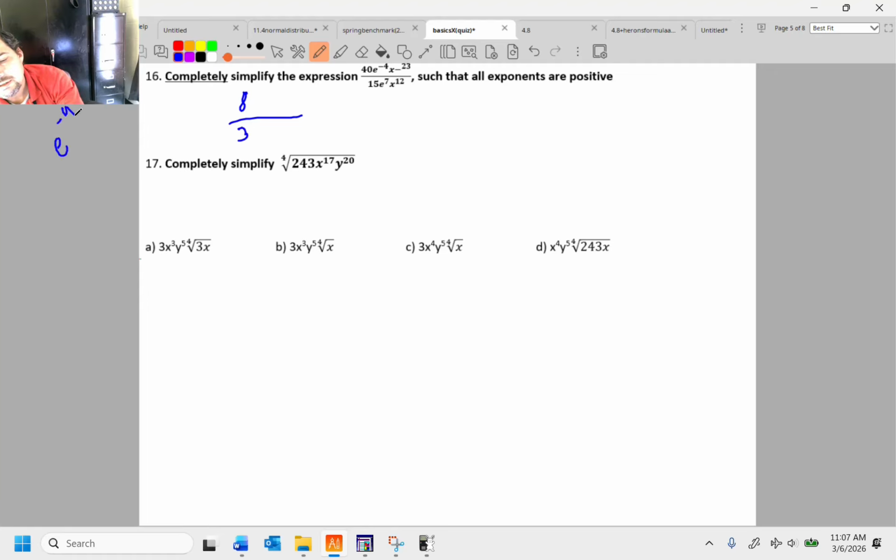You take a look at e to the negative 4th over e to the 7th. We shift the e to the 4th down low, and we get an e to the 11th down low. You take a look at x to the negative 23rd, sitting pretty over x to the 12th. We do the same thing. We shift that x to the 23rd down low. We add exponents. 12 plus 23 is 35.